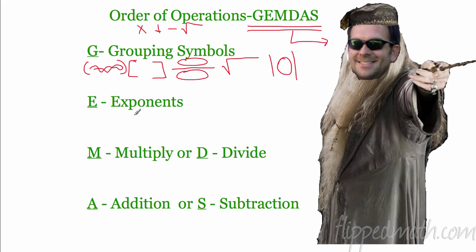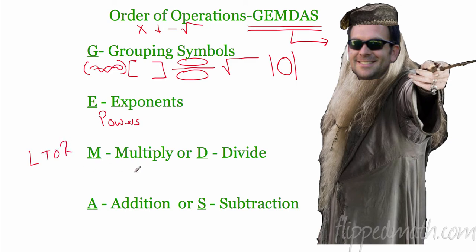The next thing we have are exponents. All right, exponents, those are our powers, and we just learned about those. So that's the next thing we would do. The third thing is tricky. It's multiply or divide, and it's left to right.